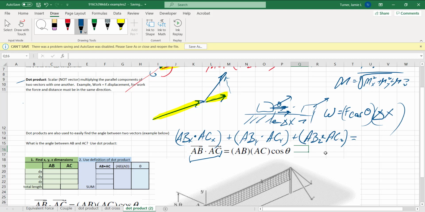Something to notice about this dot product is that it is a scalar property. This is not a vector anymore. It is just a magnitude. So like work is not a vector.